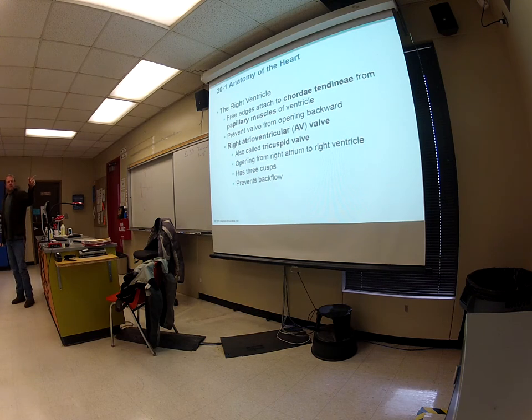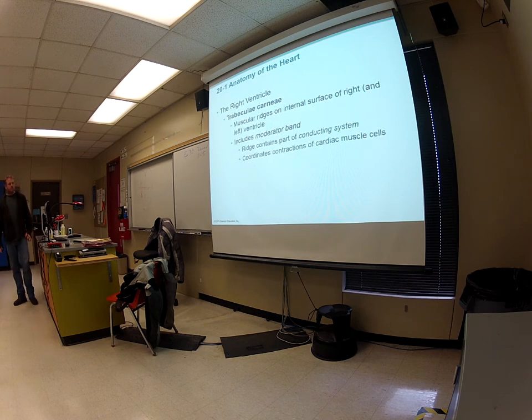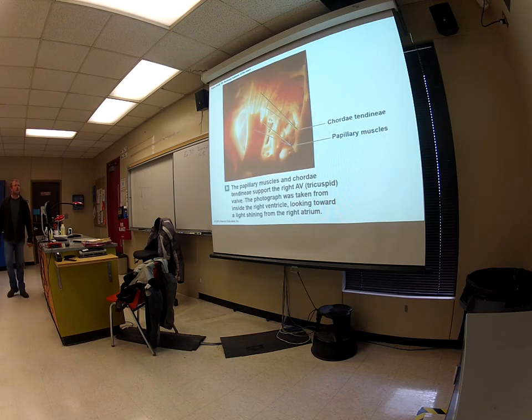Right atrioventricular valve, also called the tricuspid valve. Okay, so what's the other side called then? Bicuspid valve. Has 3 cusps, prevents backflow. Okay, right ventricle, trabeculae carneae. Muscular ridges on the internal surface of the right and left ventricle. Ridges contain part of the conducting system, not all of it, just part of it.